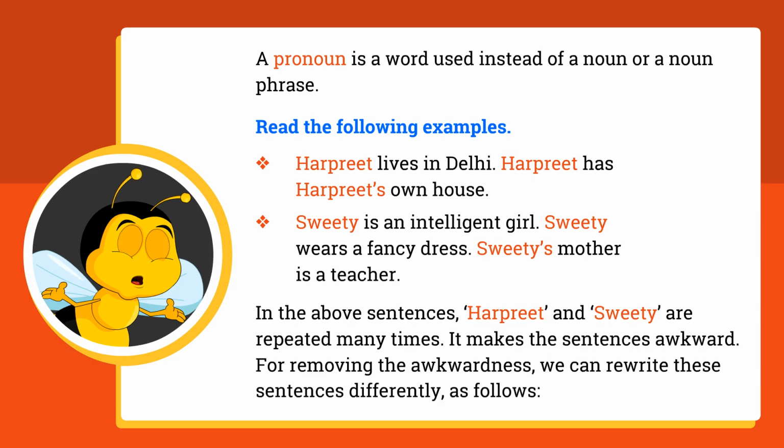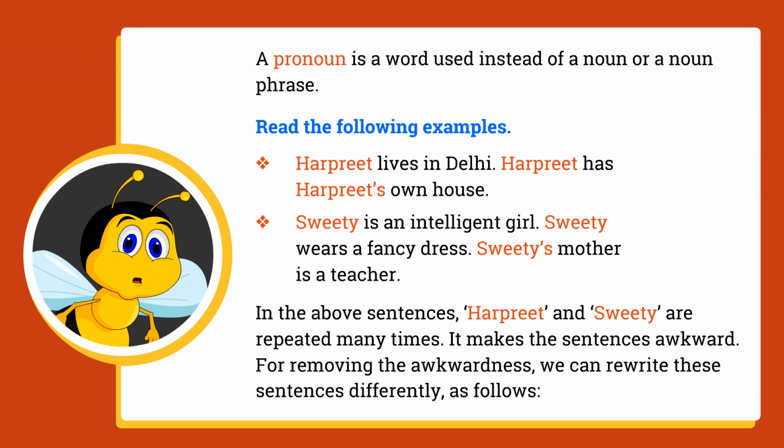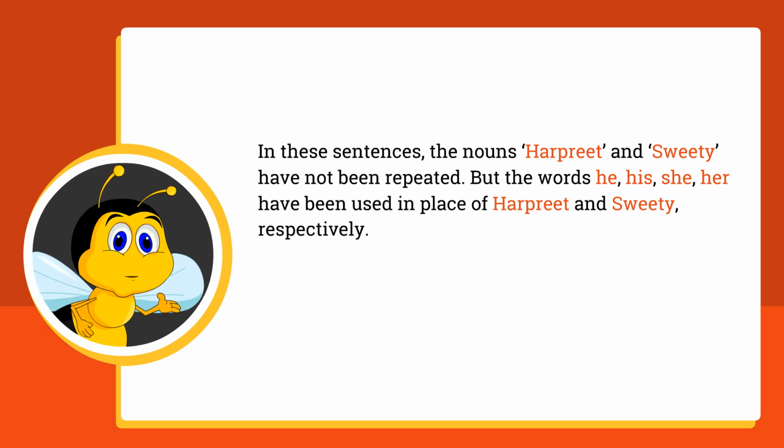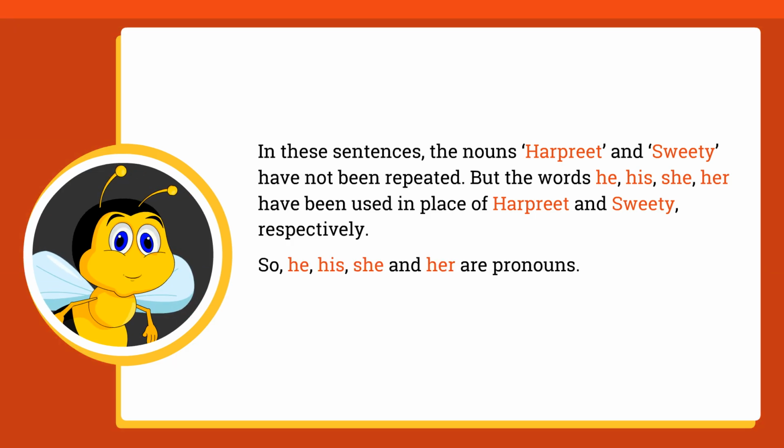In the above sentences, Harpreet and Sweetie are repeated many times. It makes the sentences awkward. For removing the awkwardness, we can rewrite these sentences differently as follows. In these sentences, the nouns Harpreet and Sweetie have not been repeated, but the words he, his, she, her have been used in place of Harpreet and Sweetie respectively. So, he, his, she and her are pronouns.